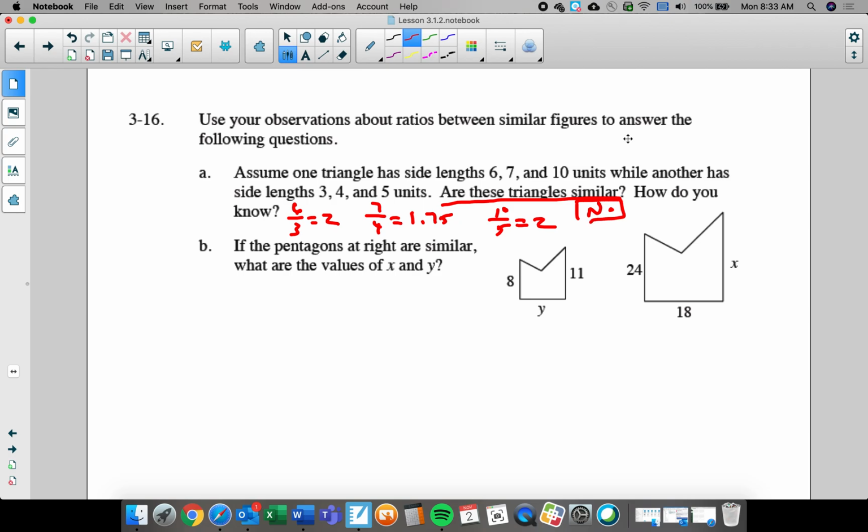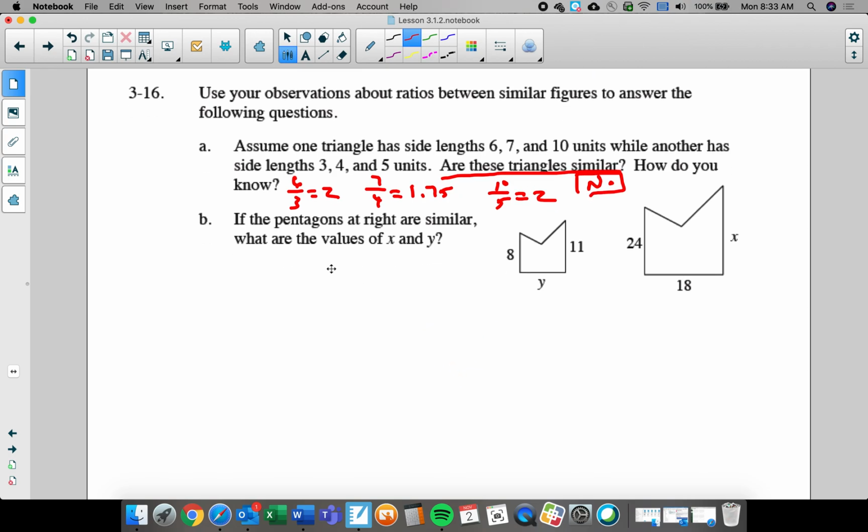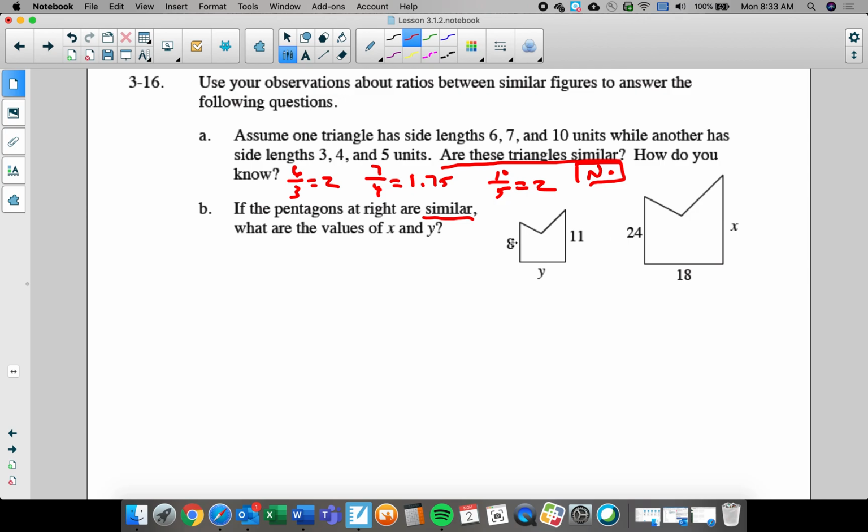Okay? So finally, in part B, they say if the pentagons here at right are similar, so they are telling you that they're similar, which means they are in the same ratios, then what are the values of x and y? So in this case, this one's a little bit nicer because they give you a nice ratio. We want to go through and take a look at what is the actual ratio. Well, notice we've got this 8 and 24. So that ratio of 24 to 8 means that I have a zoom factor or a scale factor of 3.